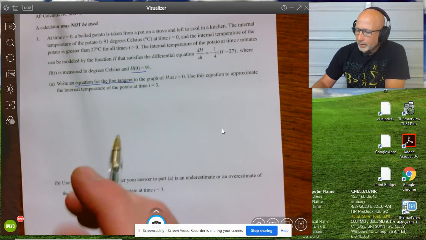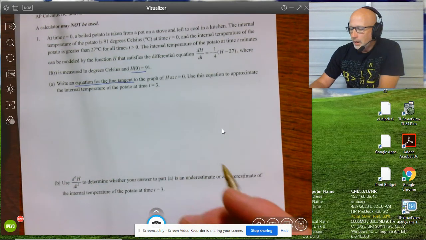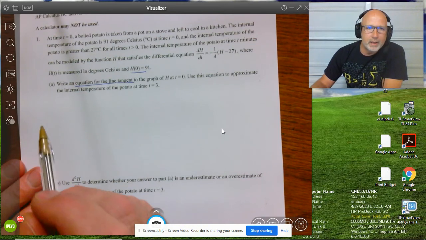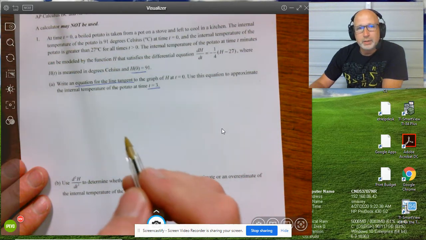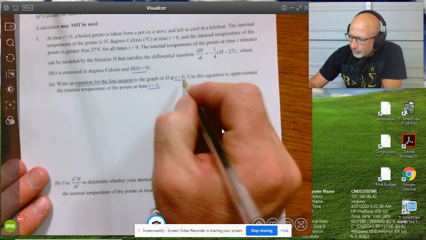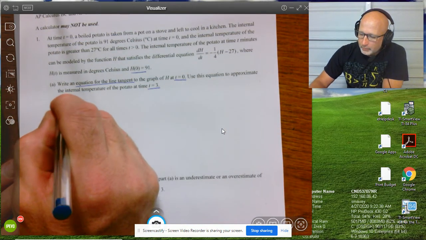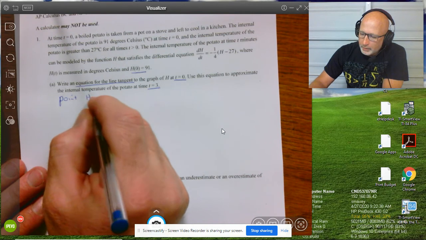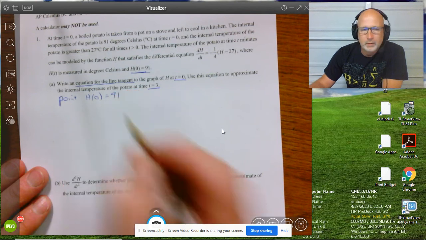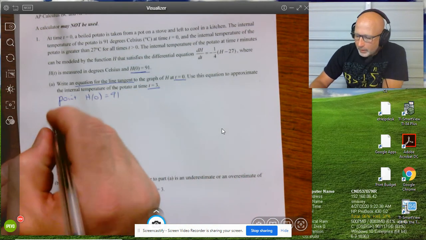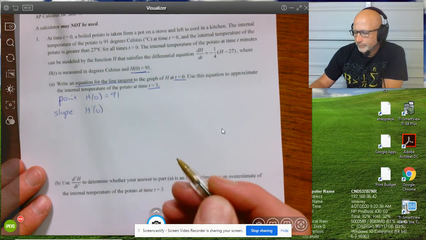So I have some sort of a curve h, whatever h looks like, I don't know. But what I'm going to do is take the derivative at t equals 0, and figure out the point there. The point is going to be h of 0, which, hey, look, I know is 91. Furthermore, I need to figure out what the slope is, and the slope is going to be h prime of 0.